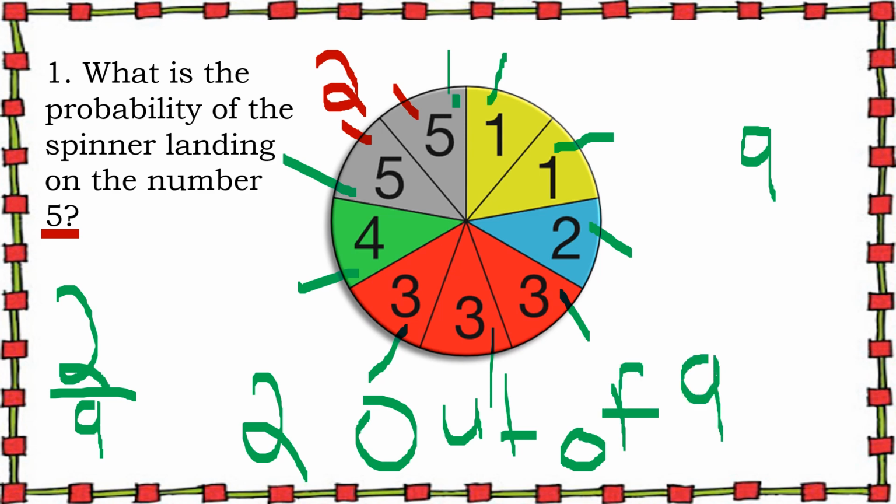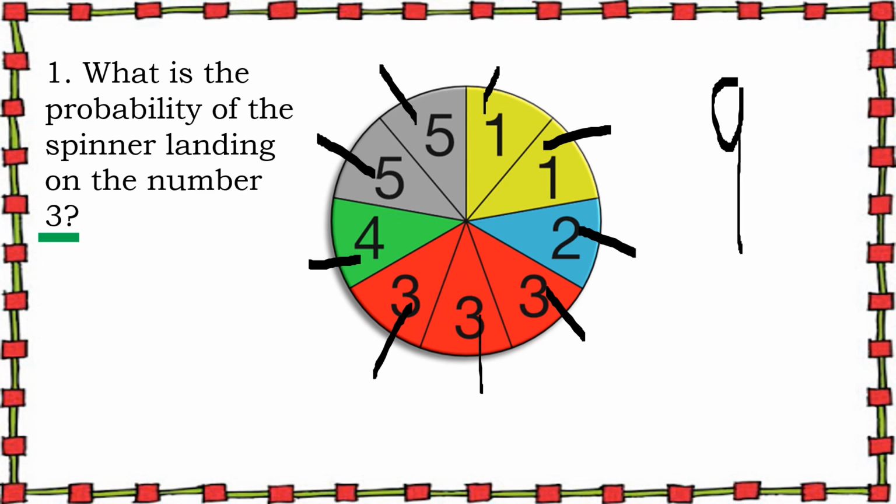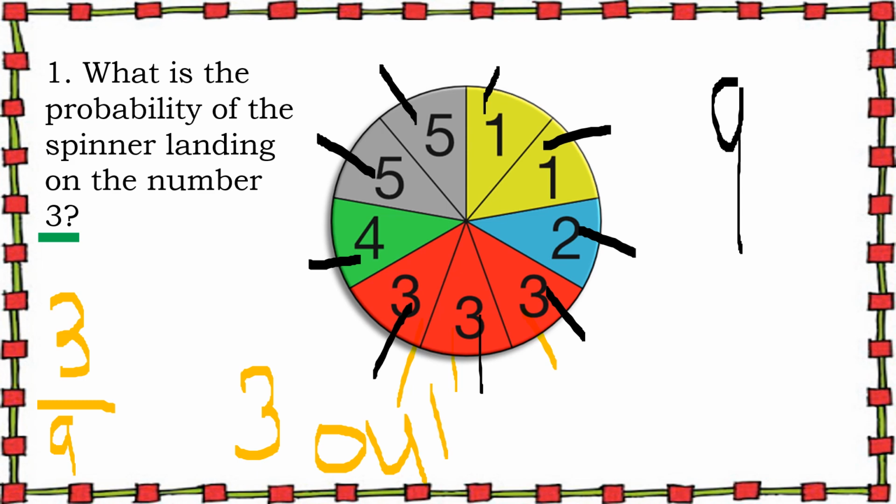Remember, it's up to you how you want to write your answer. Let's look at the next problem. What is the probability of the spinner landing on the number 3? The same rule applies. Anytime you get probability, count how many spaces you have there in total before you do anything. So let's count again. 1, 2, 3, 4, 5, 6, 7, 8, 9. We know we have 9 spaces. My question is asking us for the probability of the spinner landing on 3. We have to ask ourselves, how many number 3s do we have there? 1, 2, 3. So my answer is 3 over 9, or 3 out of 9.